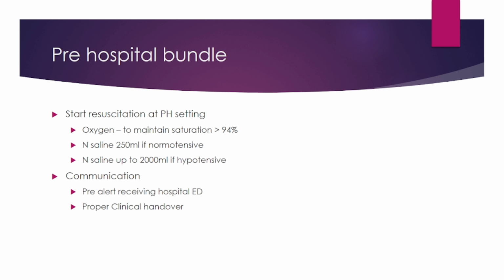There's a pre-hospital bundle which was discussed in the Sepsis-3 guideline. What's the pre-hospital bundle? Where you work in a peripheral hospital, start the resuscitation in the peripheral hospital setting. Just give oxygen to maintain saturation above 94. Give a 250 ml normal saline bolus if the patient is normotensive, and normal saline up to 2 liters if the patient is hypotensive. And pre-alert communication with the receiving hospital emergency department, ICU, medical ward or surgical ward is very important, with a proper clinical handover.